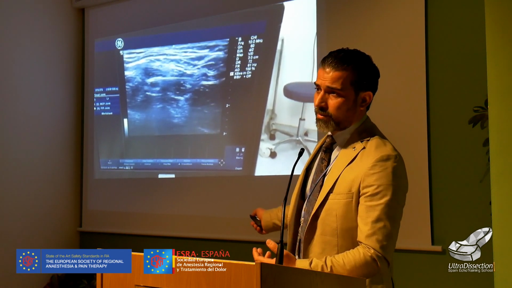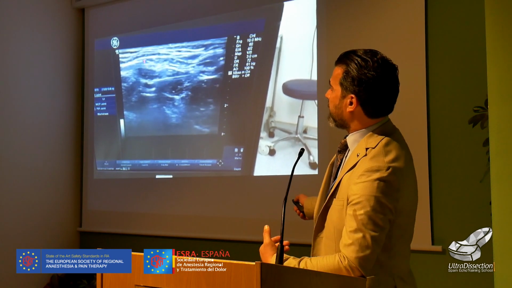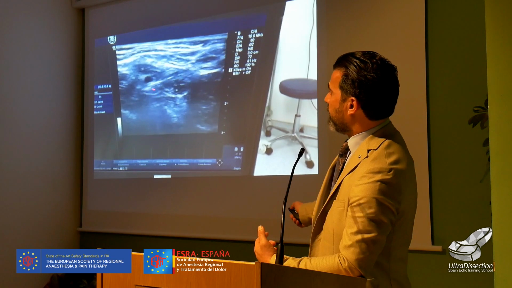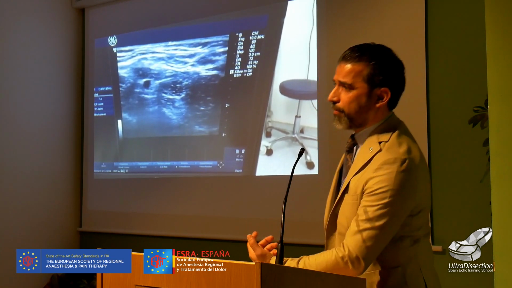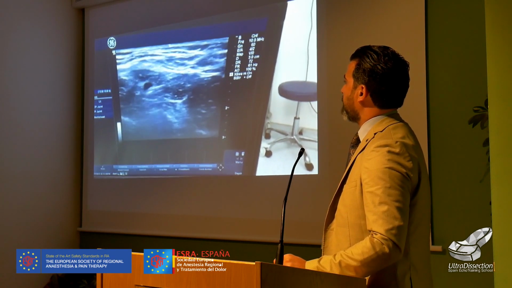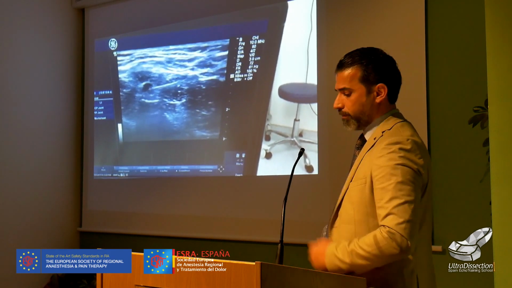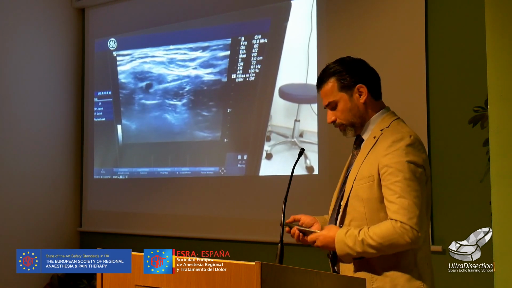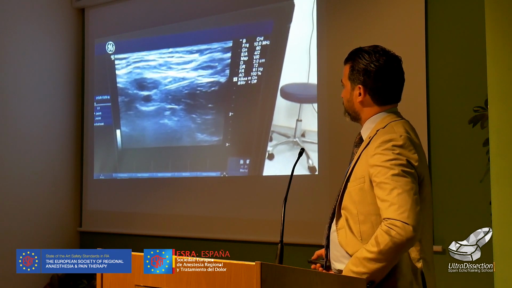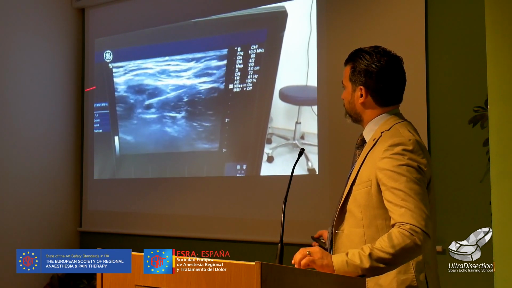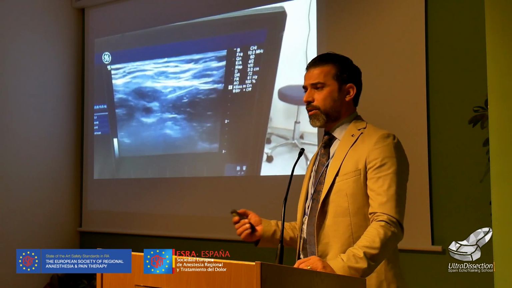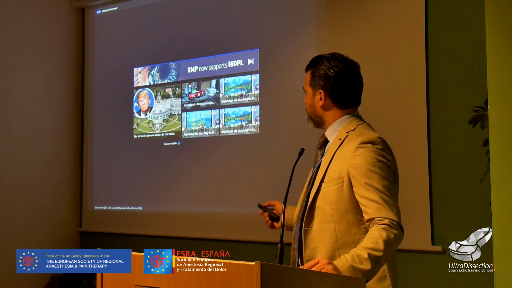thickening. This is the white hyperechoic. It is the thickening because of the surgery. So here you can see the thick tissue around it because of the fibrosis. Very hard, thick tissue around the nerve because of the surgery. So, okay.